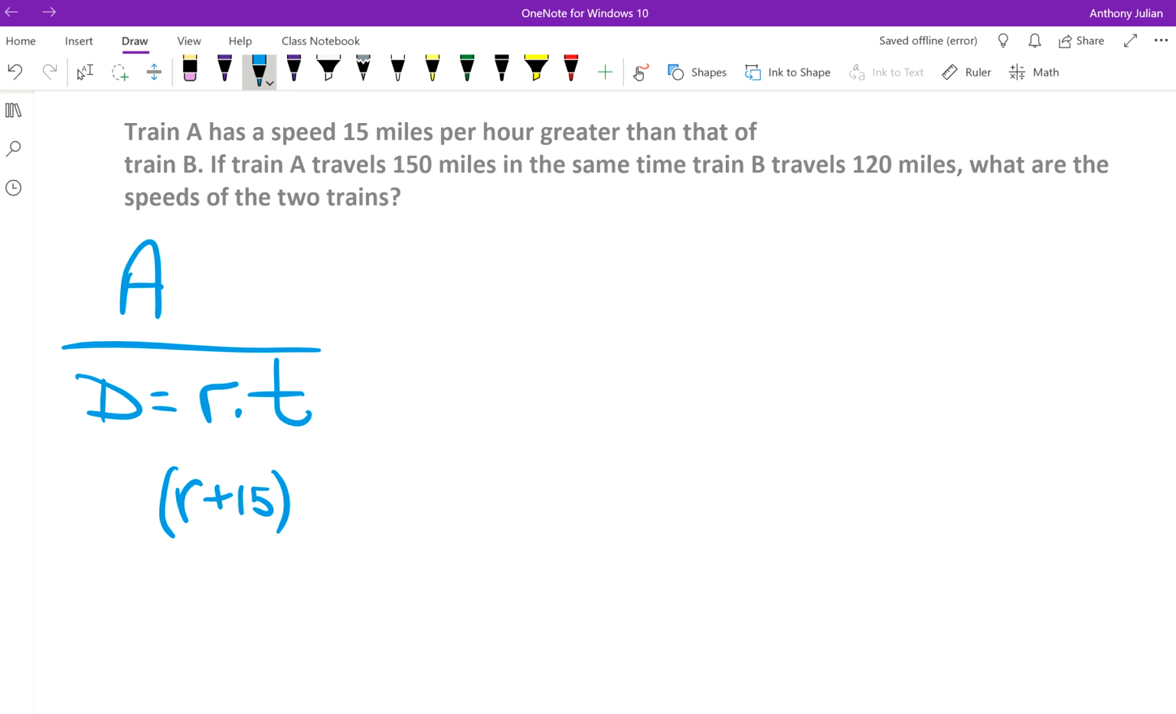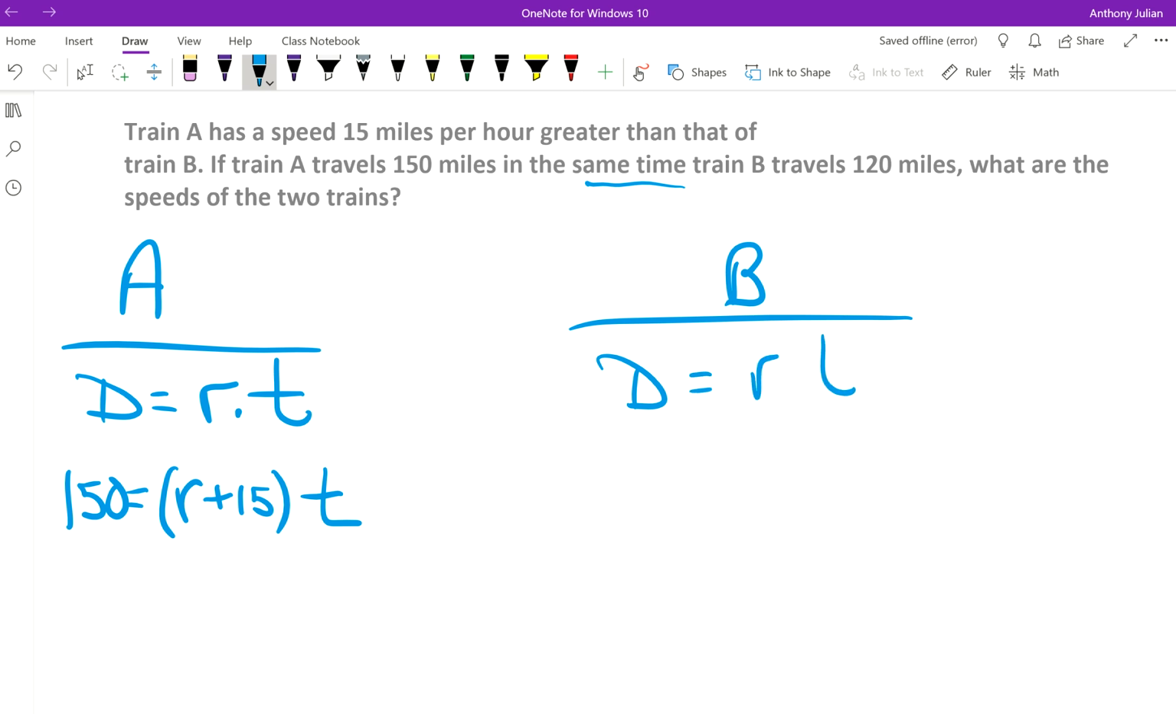I think I'm okay. So train A traveled 150 miles. So I'll put that here for the distance. And it equals the rate times the time. So there's my first sentence. If train A travels 150 miles in the same time, those are the key words, that tells us we're going to solve for t in both of our equations. Because train B now over here, that is going what? 120. Distance equals rate times time.